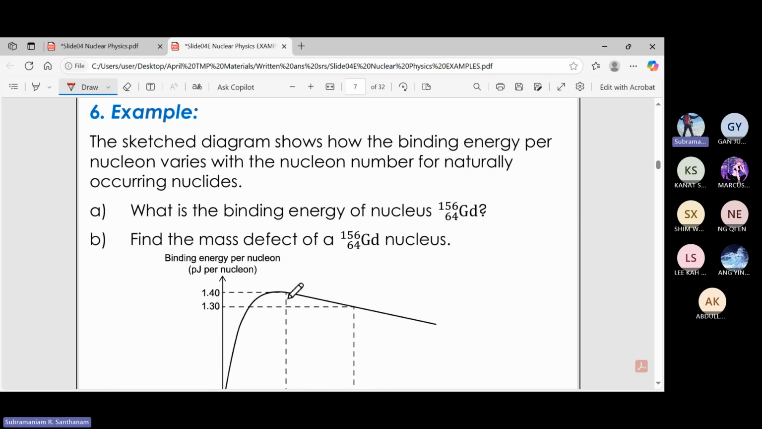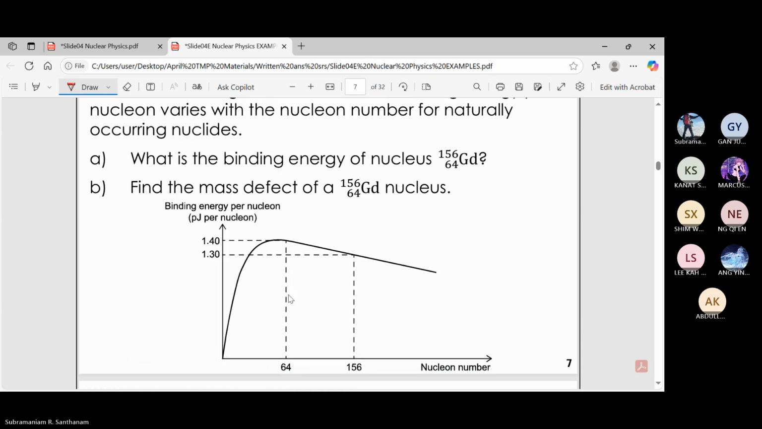Question number 6. A, the binding energy, is 1270 MeV. B, the mass defect is 1.36 U.